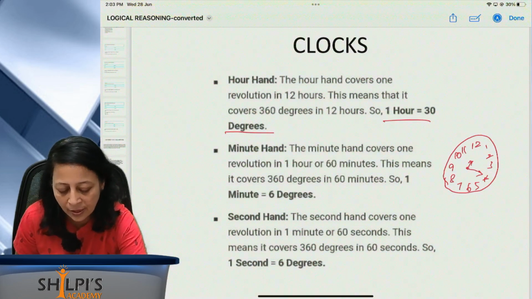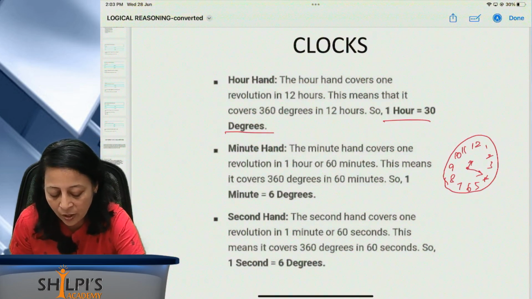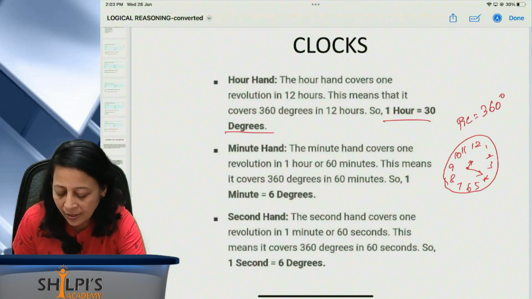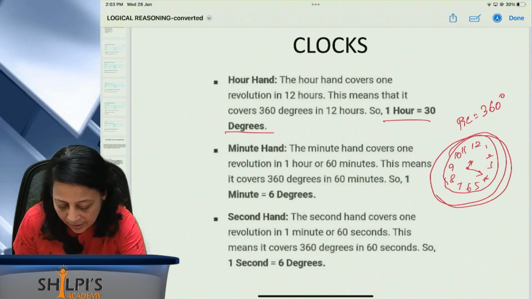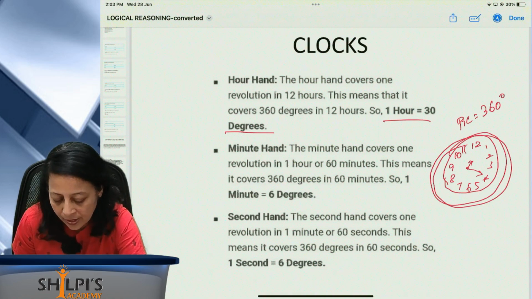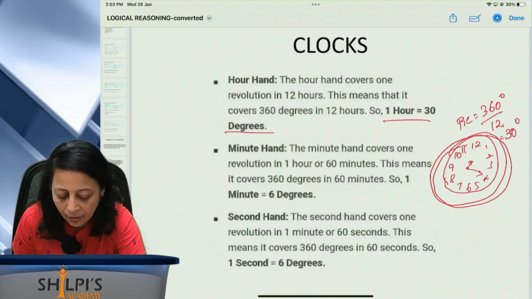Okay, because it is like a pie chart. You know, a pie chart has got 360 degrees. So this means that it covers 360 degrees. To cover this 360 degrees, it needs 12 hours. So 360 degrees for 12 hours. So for 1 hour it needs 30 degrees.